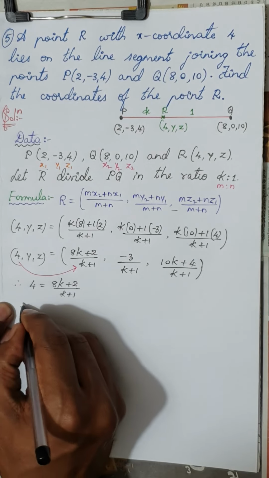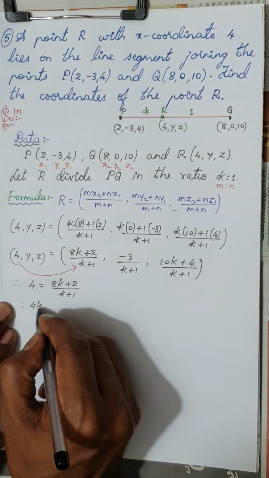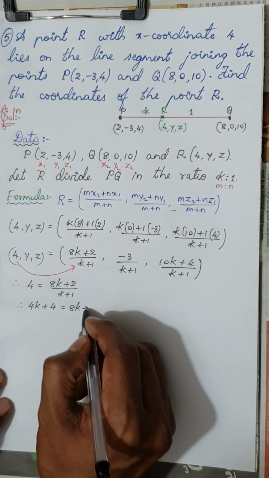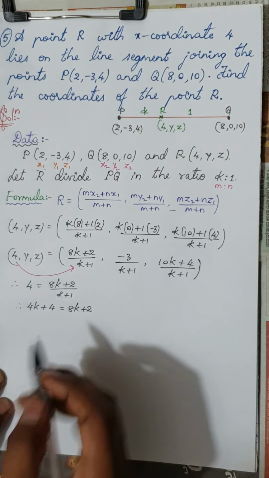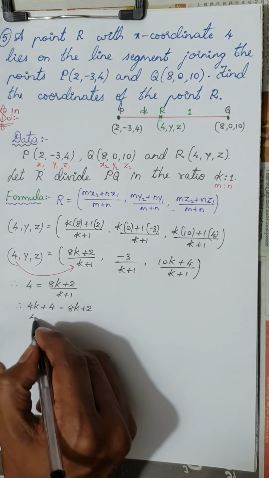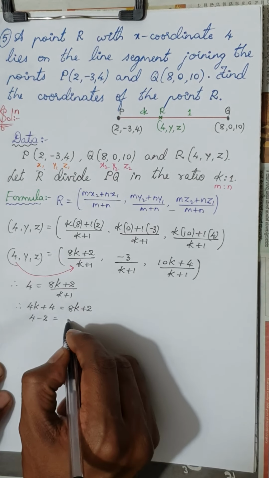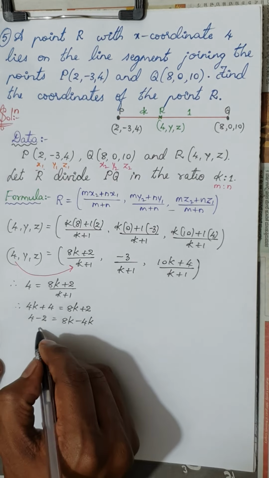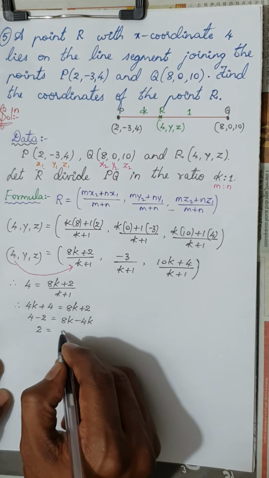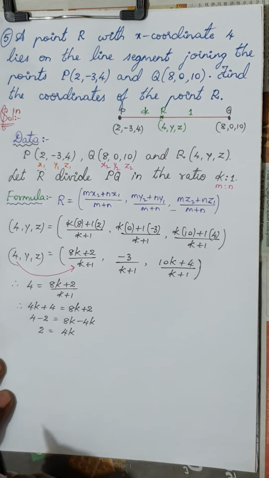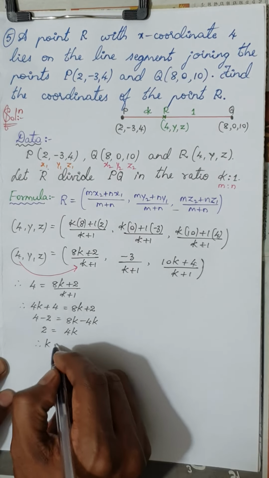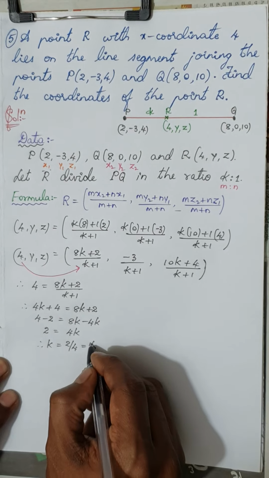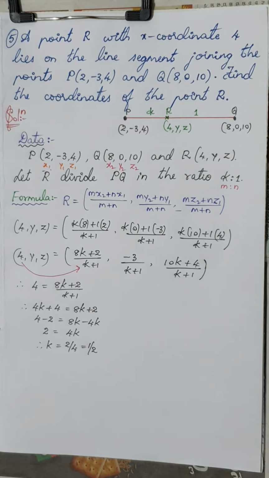So if we cross multiply, 4 into k, 4k plus 1 into 4 is 4. This is nothing but 8k plus 2. Okay, simplify: 4 minus 2 goes to the other side, and take 4k to the right hand side, you will get minus 4k. So 4 minus 2 is 2, 8k minus 4k is 4k. Therefore the value of k would be 2 by 4, that is nothing but 1 by 2.